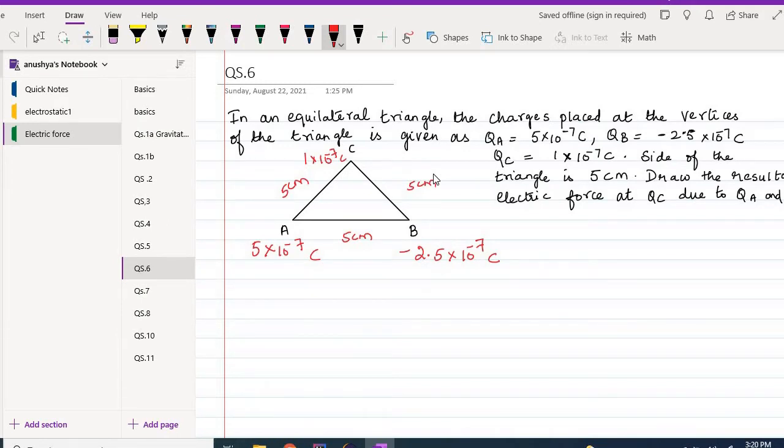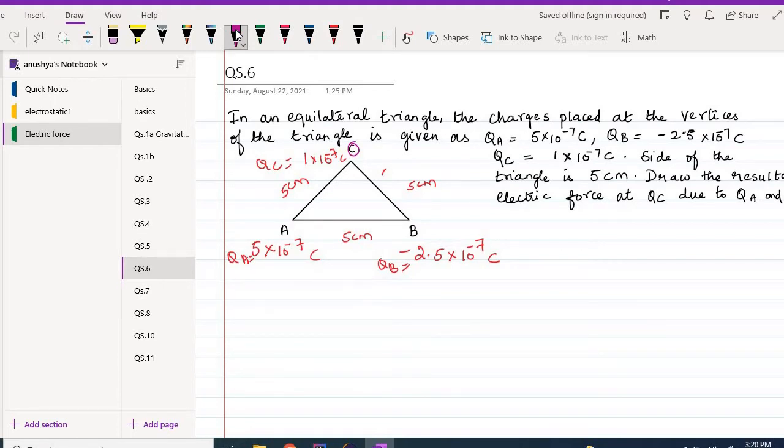And you have to draw the resultant electric force at QC due to QA and QB. This is your QA, this is your QB, and this is your QC. So what is the electric force at point C? At point C, what is the resultant force experienced due to A and B? First let's check it out for A.